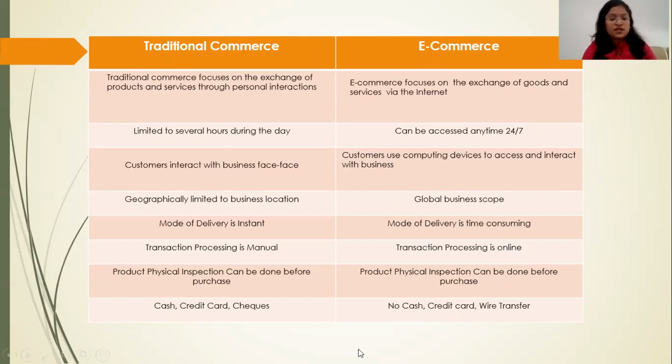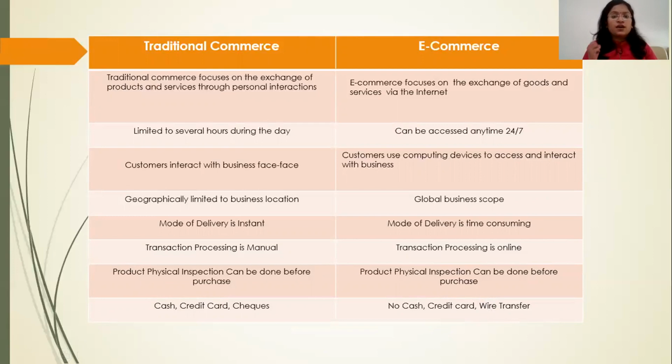Here, if you check, there are the options of cash, credit card and checks, whereas in e-commerce, there is no option of cash payment. You can use your credit card and any transfer, but it needs to be online, not a wire transfer. So these are the major differentiation points.